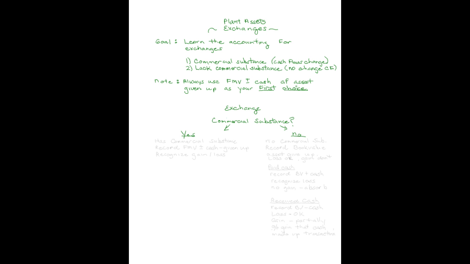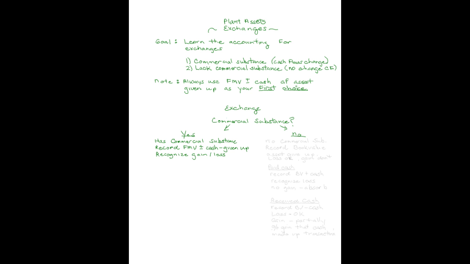Let's begin with commercial substance. If it has commercial substance, we're going to use the fair market value plus or minus any cash of what was given up to value our new asset, and we will recognize any gain or loss. The idea here is a real transaction has taken place that affects future cash flows.